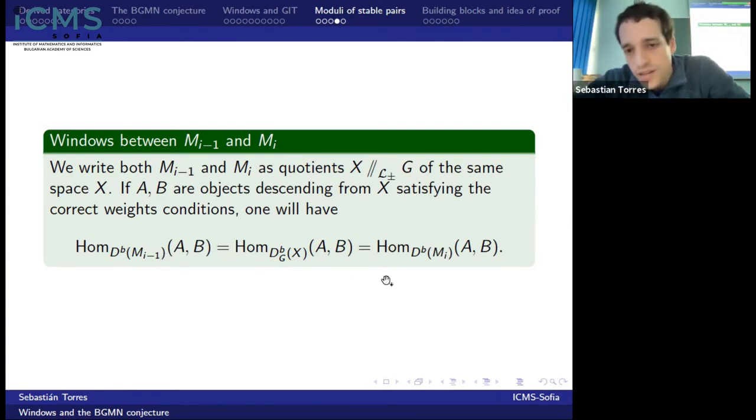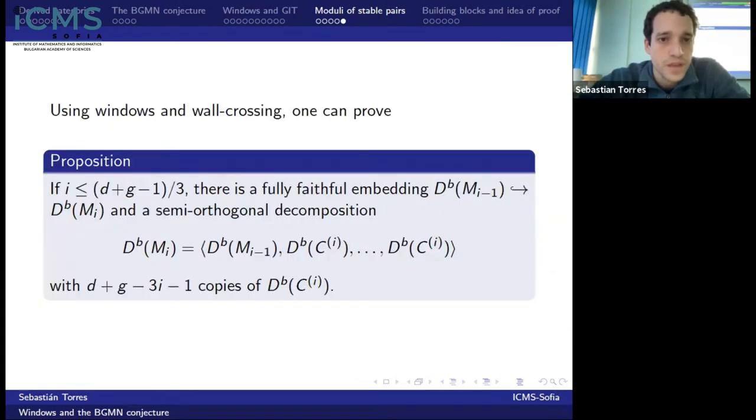Morphisms here cross the wall, and they are morphisms here as well. So that will be the main tool that we want to use. In fact, you can prove the following. If I satisfies this numerical condition, one side of the wall is entirely embedded into the other side of the wall. So in fact, the derived category of M_{i-1} will be embedded in that of M_i.